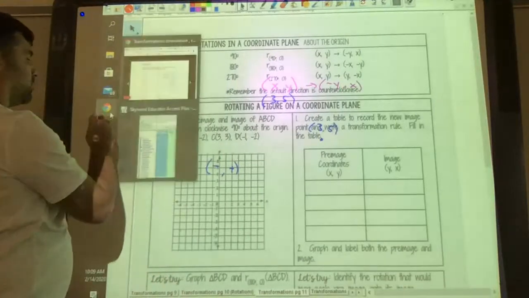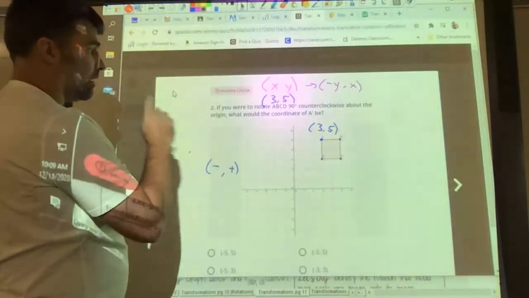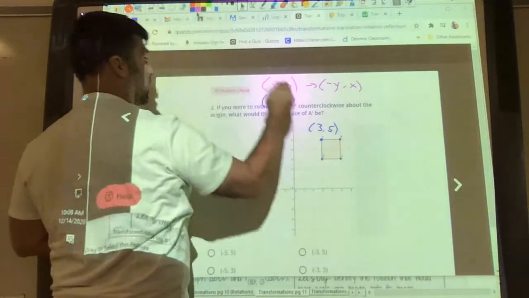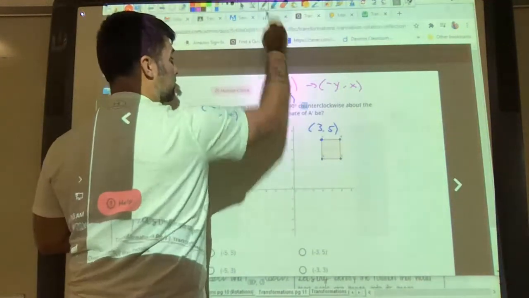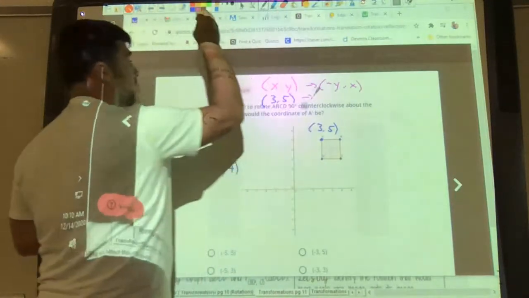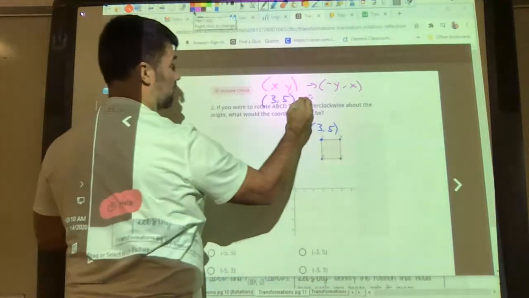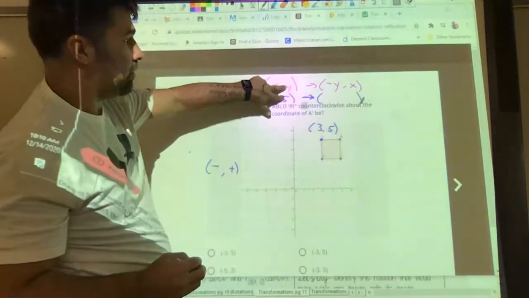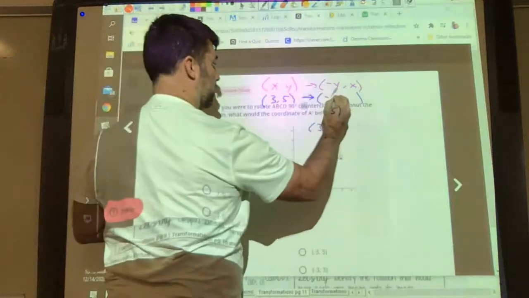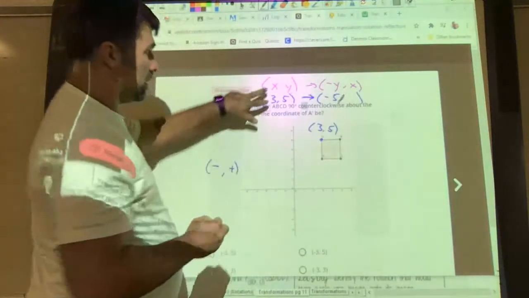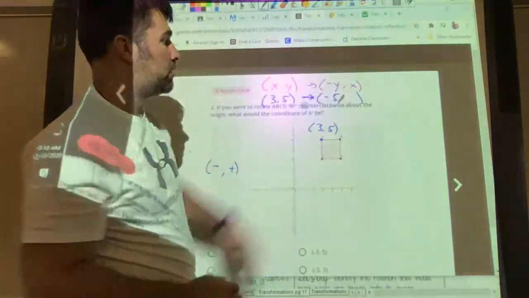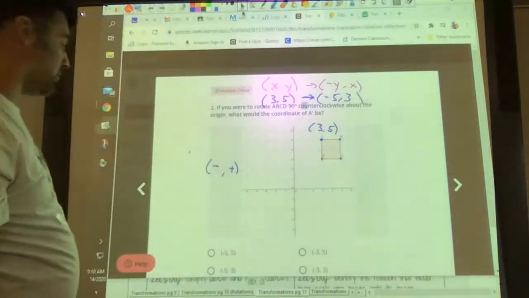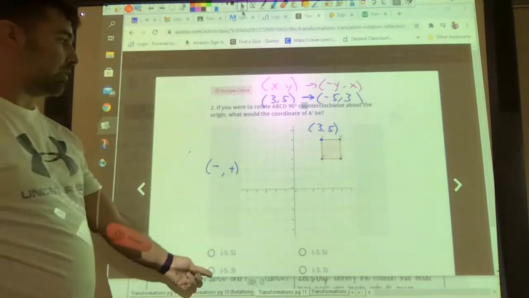Let's go back to our question. (3, 5) rotated 90 degrees, negative y, x. So the y is 5 now. Y is 5. Well, that's negative y, so that's negative 5. And the x is 3, and that's all it wants there. So negative 5, 3 is going to be my answer to that one. Negative 5, 3.